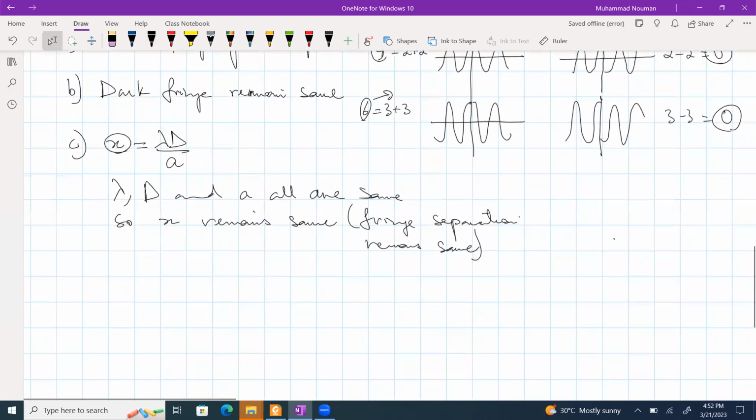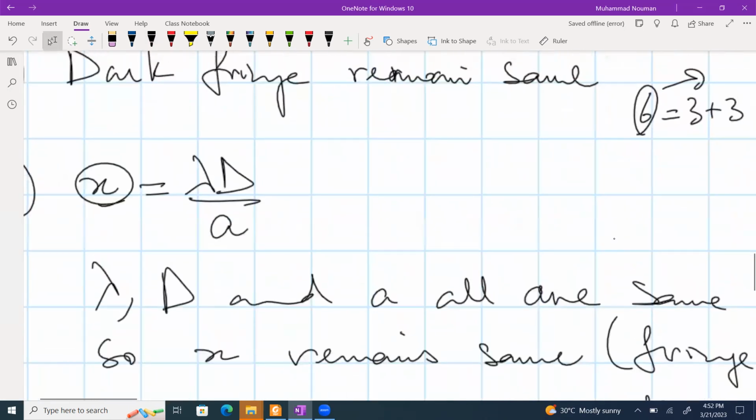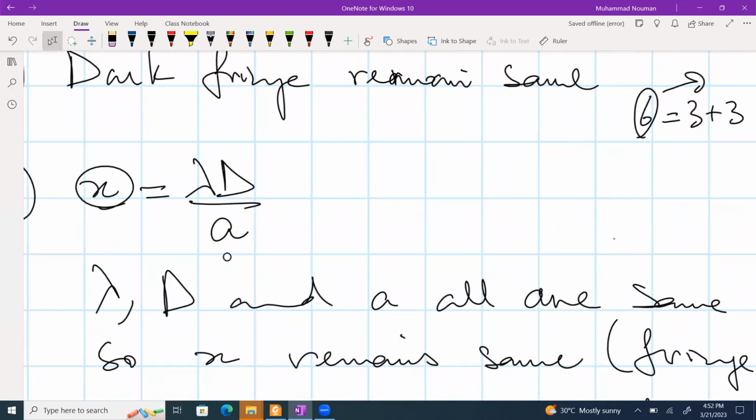Now, do I need to tell you anything about lambda, D, and A? For example, what they say. Let's have a quick review. Let's say previously we were using a blue light. Now we are using a red light. Which light has greater lambda, blue or red? Red. Red has greater wavelength.